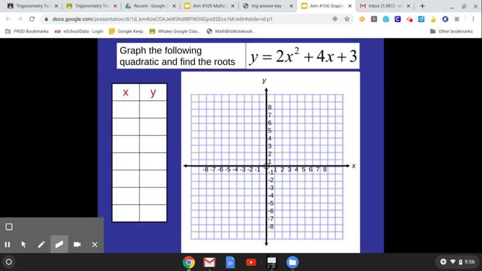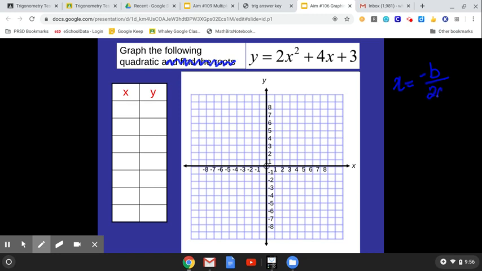Okay, let's graph one more together. Now this one says graph the following quadratics and find the roots. We're not ready to find the roots yet. That's something different that we'll do at another time. But what I definitely want to do is quickly first find the axis of symmetry so I know which value goes in the center of the table.